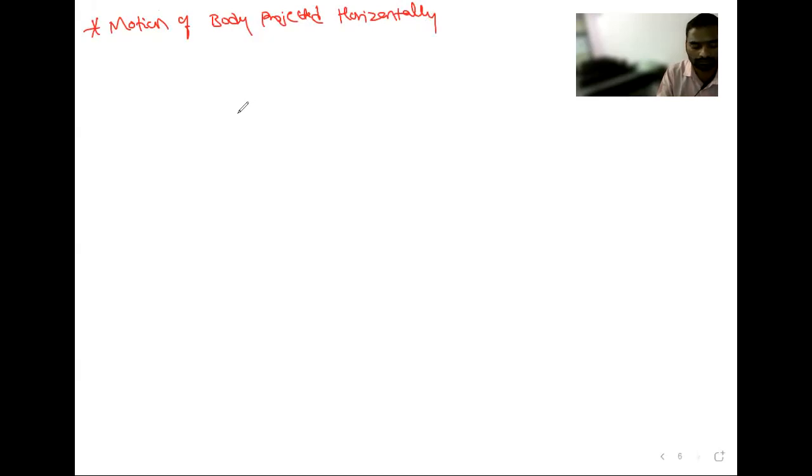Next, write this point: motion of the body projected horizontally.